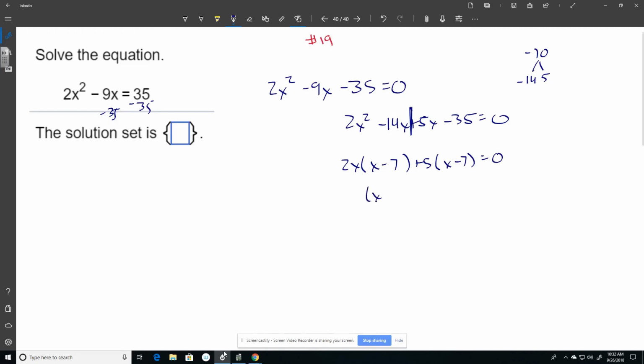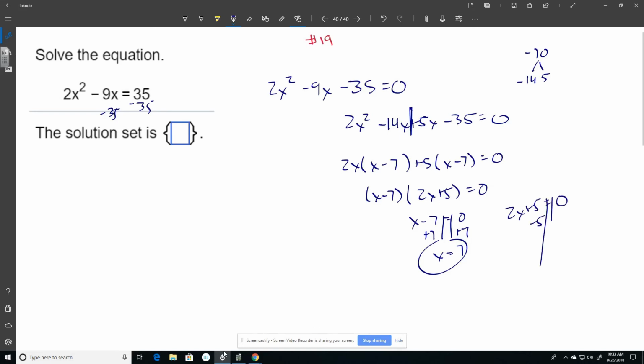So x minus 7 is one of my parentheses. 2x plus 5 is one of my parentheses. So x minus 7 can be 0. So that means I add 7 to both sides, so x equals 7. Or 2x plus 5 equals 0. So I minus 5, 2x equals -5. Divide by 2, x equals -5 halves. So those are my two answers.